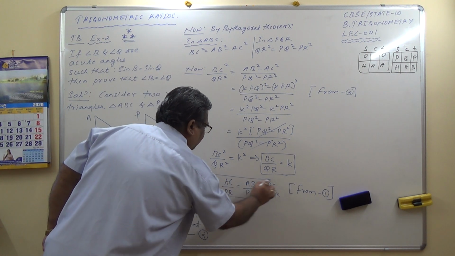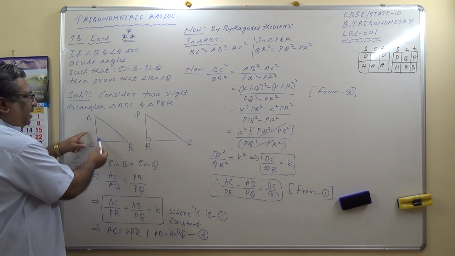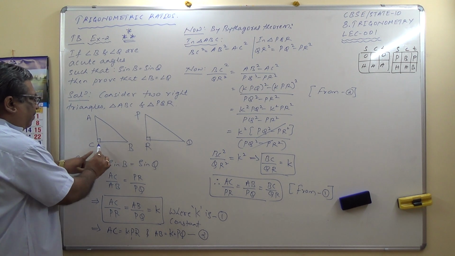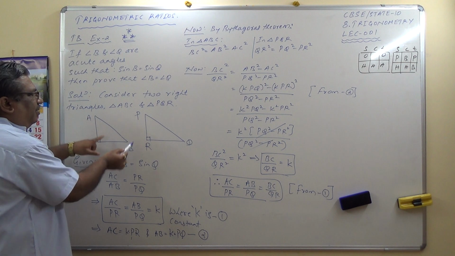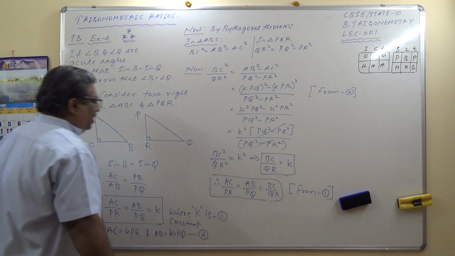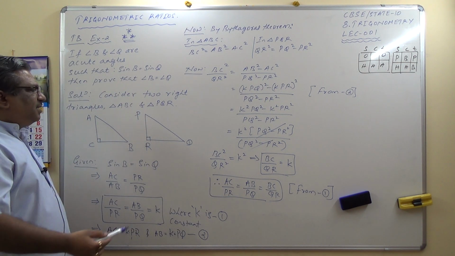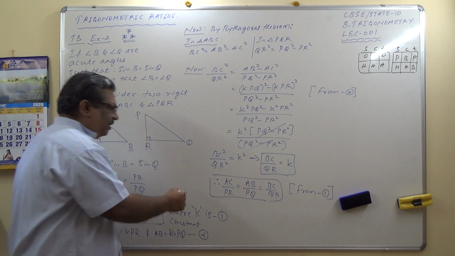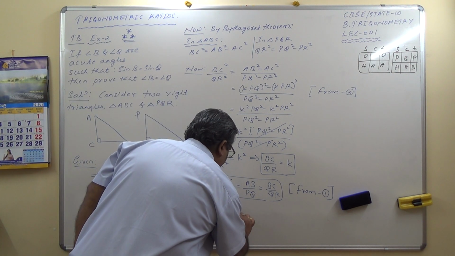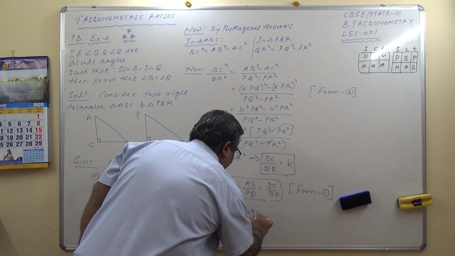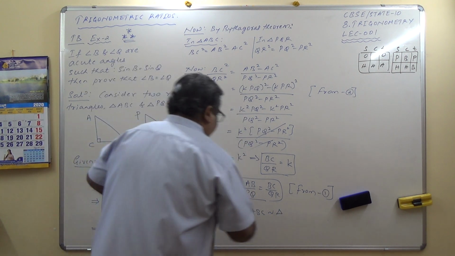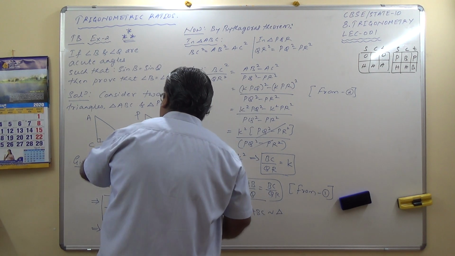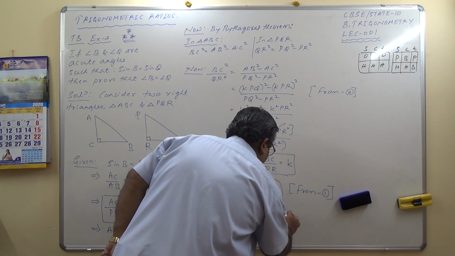What is the meaning of this one? Check the diagram. AC by PR should be equal to BC by QR finally, and AB by PQ, meaning these two triangles are similar, isn't it? Therefore triangle ABC is similar to triangle PQR.